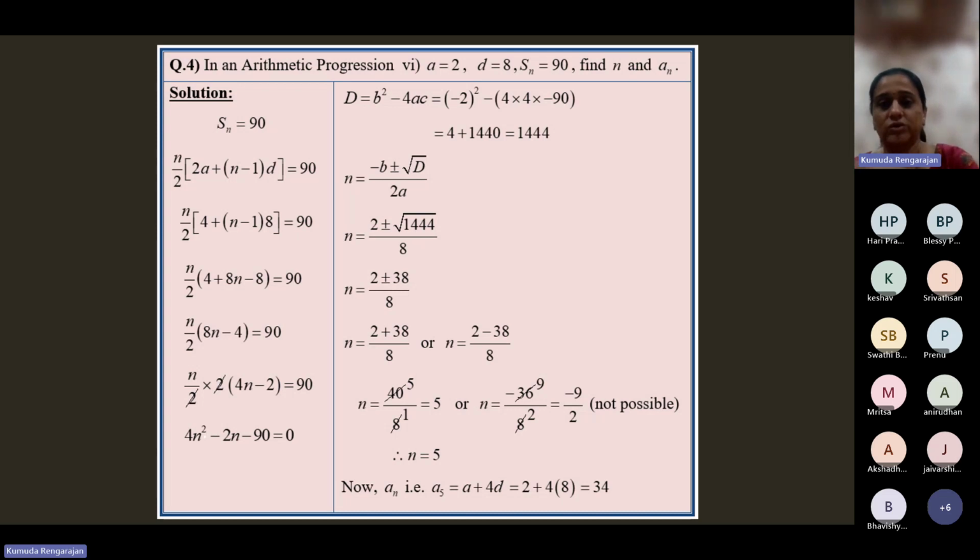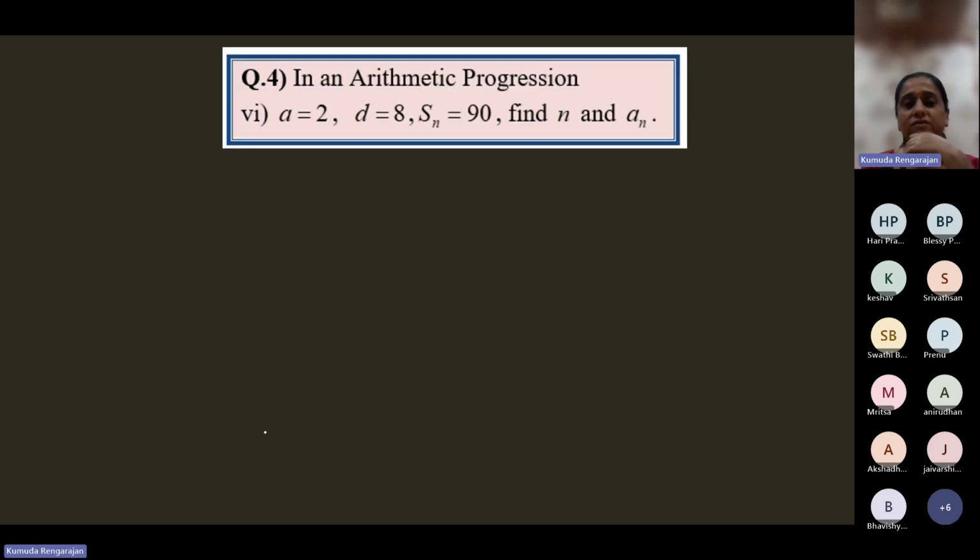In this question, A is given, D is given. Only N we don't know, and we know Sn is 90. In the Sn formula, we have A, N, and D, but you know the value of A and the value of D, so you can find N. N is equal to something.